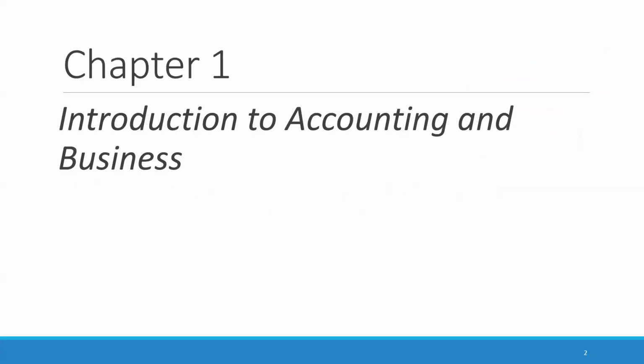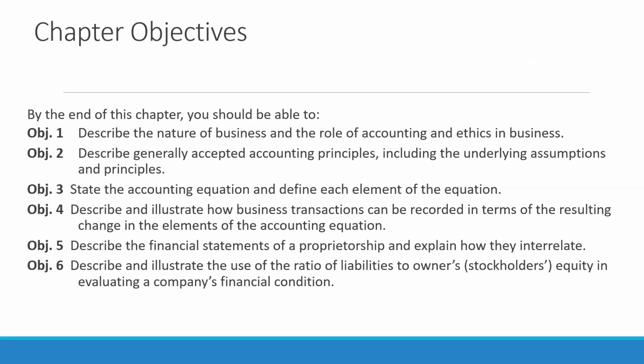So chapter 1 is an introduction to accounting and business. We're going to go over the nature of business and the role of accounting and ethics in business, and the generally accepted accounting principles, which are the baseline for all financial accounting, and it's the standards that say, how do you record all of these individual transactions? Everybody in the US uses them, and that's how everything gets standardized.